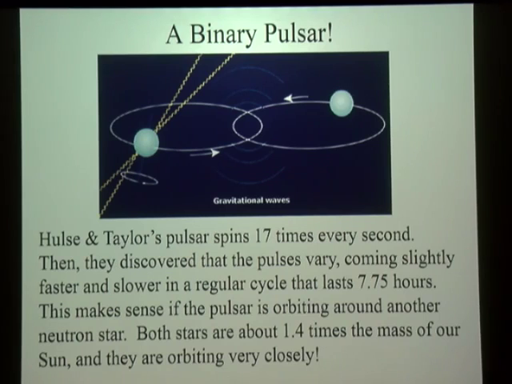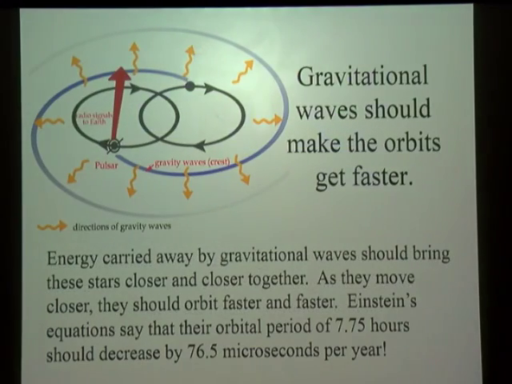And they realized this means the pulsar is orbiting around another neutron star, which isn't giving off pulses. And so you've got two stars orbiting around each other. When it's moving towards us, the pulses come faster. And when it's moving away from us, the pulses come slower. And they figured out their masses, they're both about 40% more massive than our sun. And they're orbiting very, very close together.